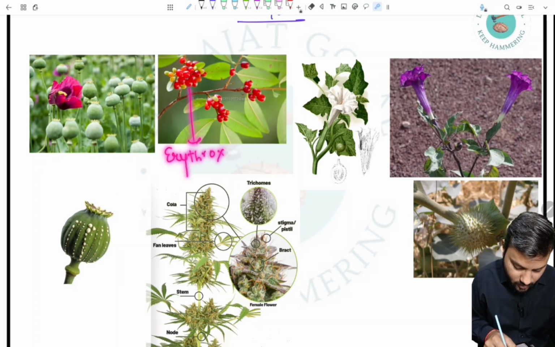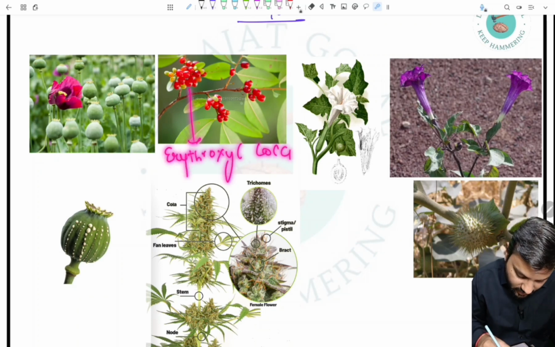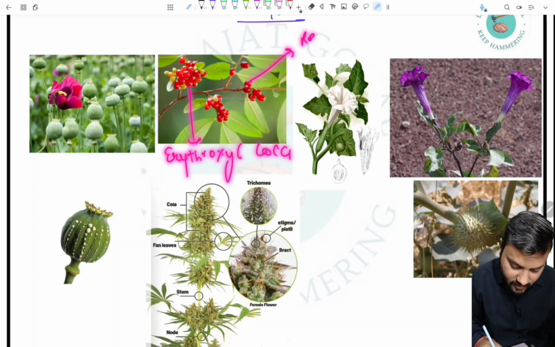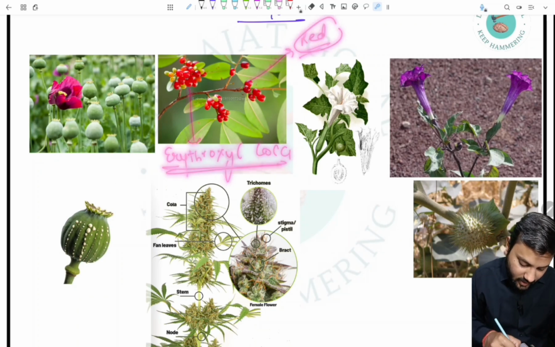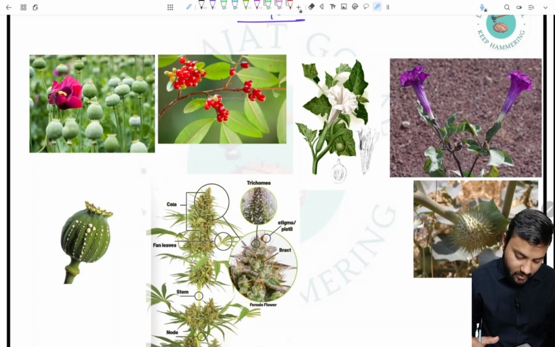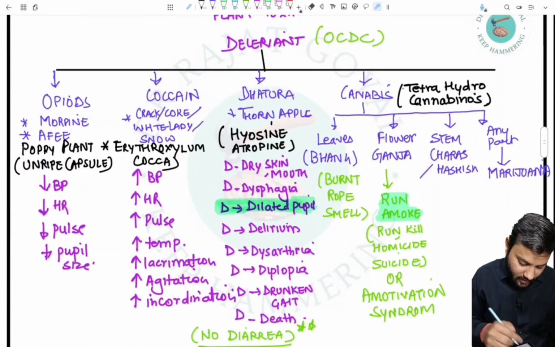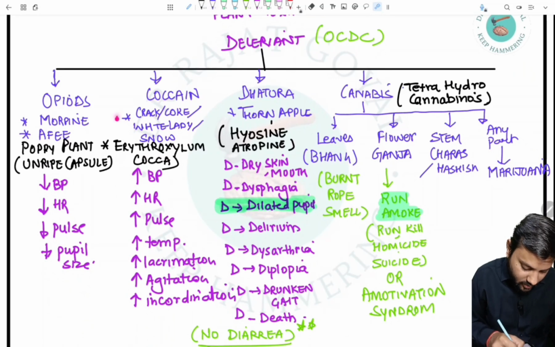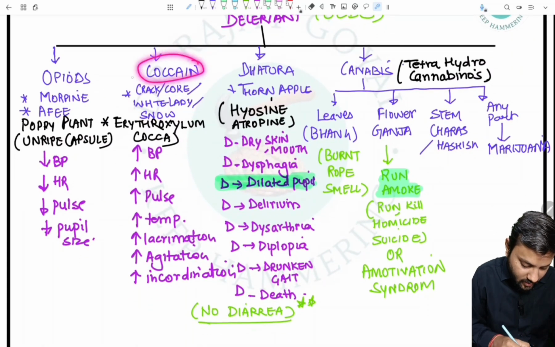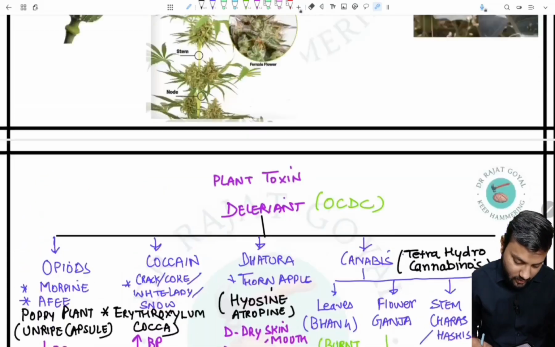Erythroxylum coca. Here we can see a small reddish fruit-like structure, and it is the image of Erythroxylum coca. Erythroxylum coca is used for making various products. It is also used for making crack, coke, and it is also called white lady, snow, etc. From here we can derive cocaine.